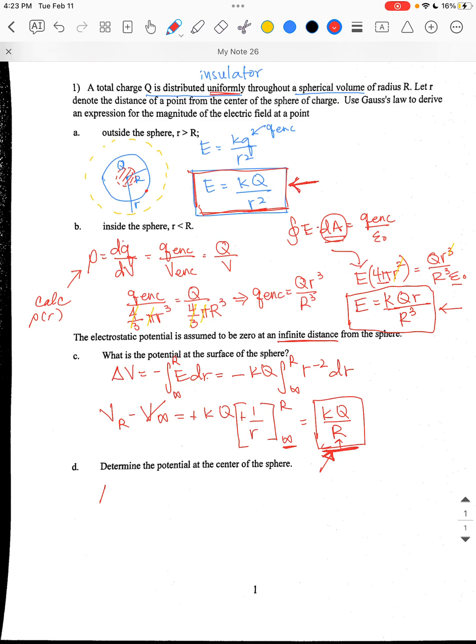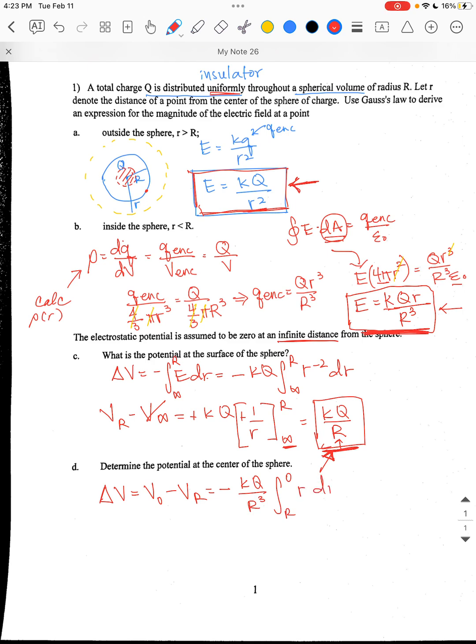There's nothing new. I'm doing delta V. I'm going from the outside of the sphere to the center of the sphere. So it's going to be V final, which is V naught, minus V of R. And then I have to do my negative integral. And this time, the electric field in that region is going to be my equation KQr over R cubed. So I've got a lot of constants here that I want to pull out. And my limits are going to go from R to 0.